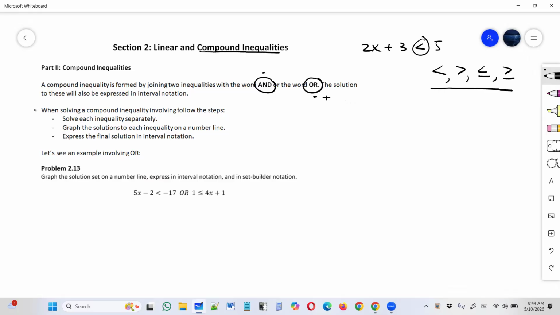But to solve a compound inequality, we're going to follow these steps. First, we're going to solve each inequality separately. There's always going to be two for you to see. We're going to graph each one on their respective number lines on top of each other. And then we're going to express the final solution in interval notation based on either the case and or. Okay? We'll begin with the OR case because the OR is simpler than the AND case.